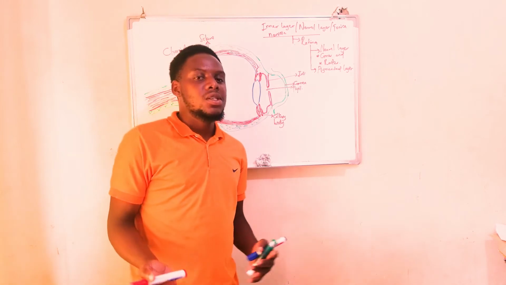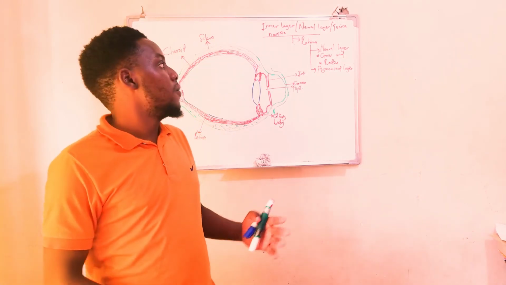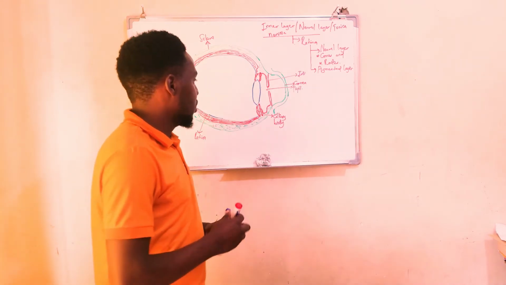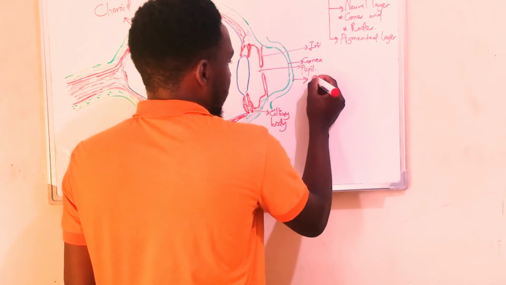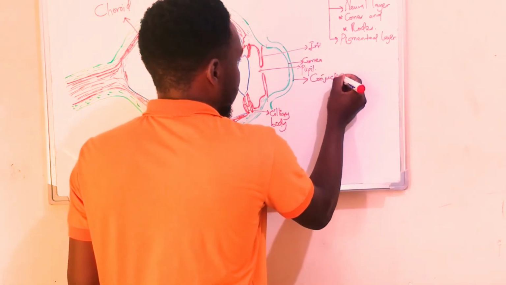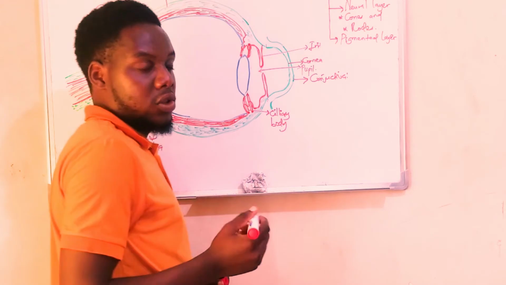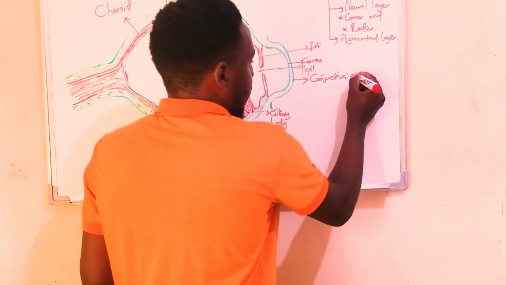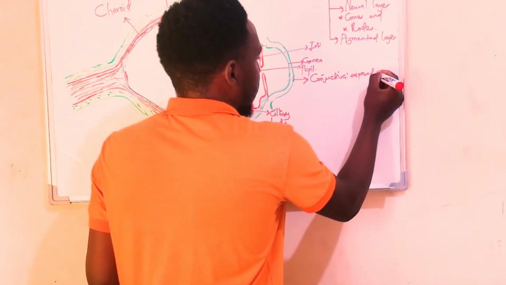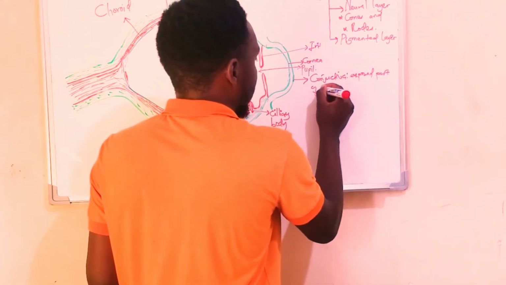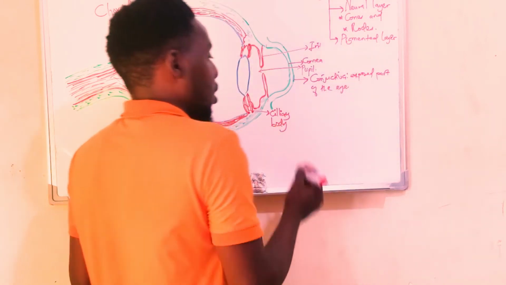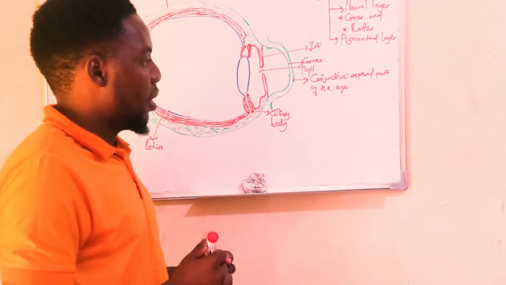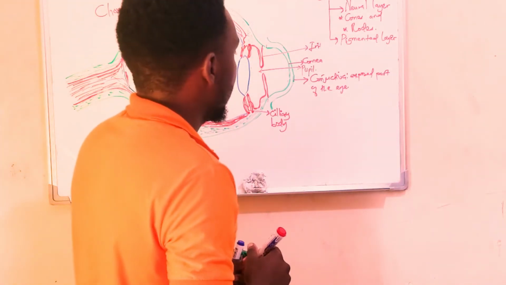Apart from these structures that are part of these three layers, some of the other structures we can talk about, one of them is the conjunctiva. This is a thin mucous membrane that covers the exposed part of the eye. Another part of this conjunctiva is the one that lines the inside of the upper eyelid.